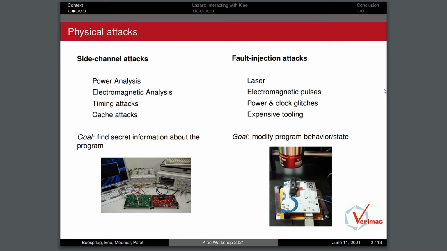Physical attacks are usually regrouped in two main classes: side channel attacks study physical information such as power and execution time to find secret data about the program. On the other side, fault injection attacks are more intrusive and use physical processes to induce faulty behaviors in the target program. Those processes include laser attacks, power and clock glitches, or electromagnetic pulses, for instance.